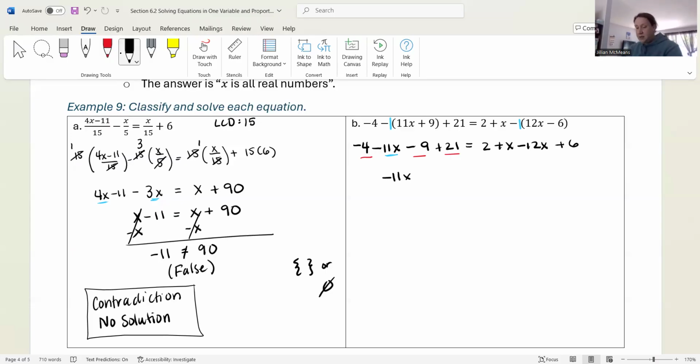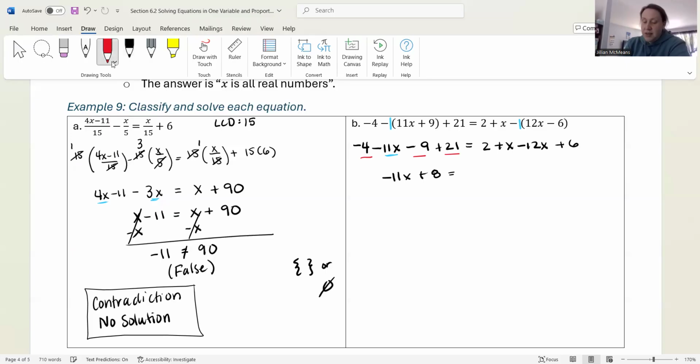So I think we get 8 there. So negative 4 minus 9 is negative 13. Negative 13 plus 21 is 8. Okay, so negative 4 plus negative 9 plus 21 is 8. Always double check to make sure you don't make a goof, because sometimes I make goofs too. So we get plus 8 equals.